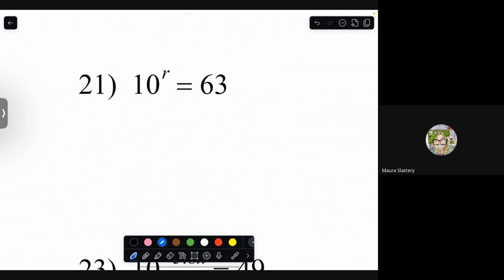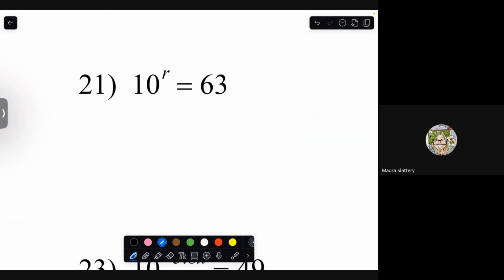Okay. Now, these problems, looking at this, what's the problem here compared to what we were just doing? Ari? Correct. You cannot get them into the same base. Very nice job. Does everyone see how you're not going to be able to get 63 into a nice base 10?